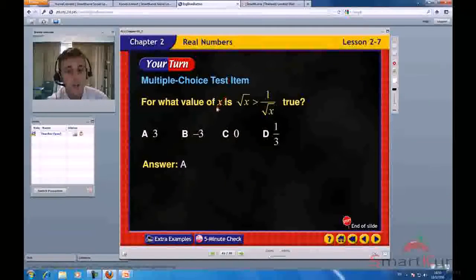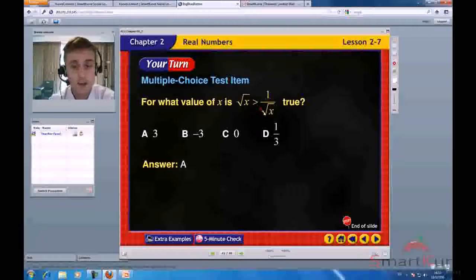For what value of x is √x greater than 1 over √x? Well, we immediately see that C cannot be the answer because we know that no fraction can have 0 as the bottom. 1 over √0. We also know that you cannot have a square root of a negative number. So we know that √-3 will not be the answer. So we either have A, 3, or D, 1/3. So plug them in and see which is correct.